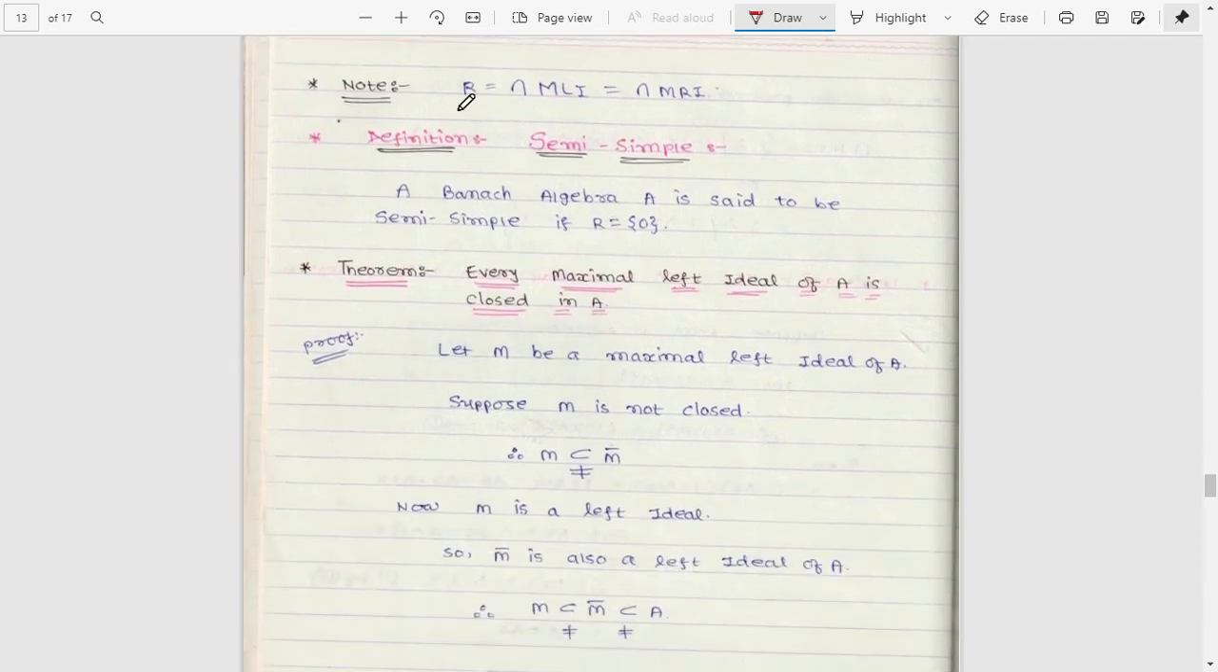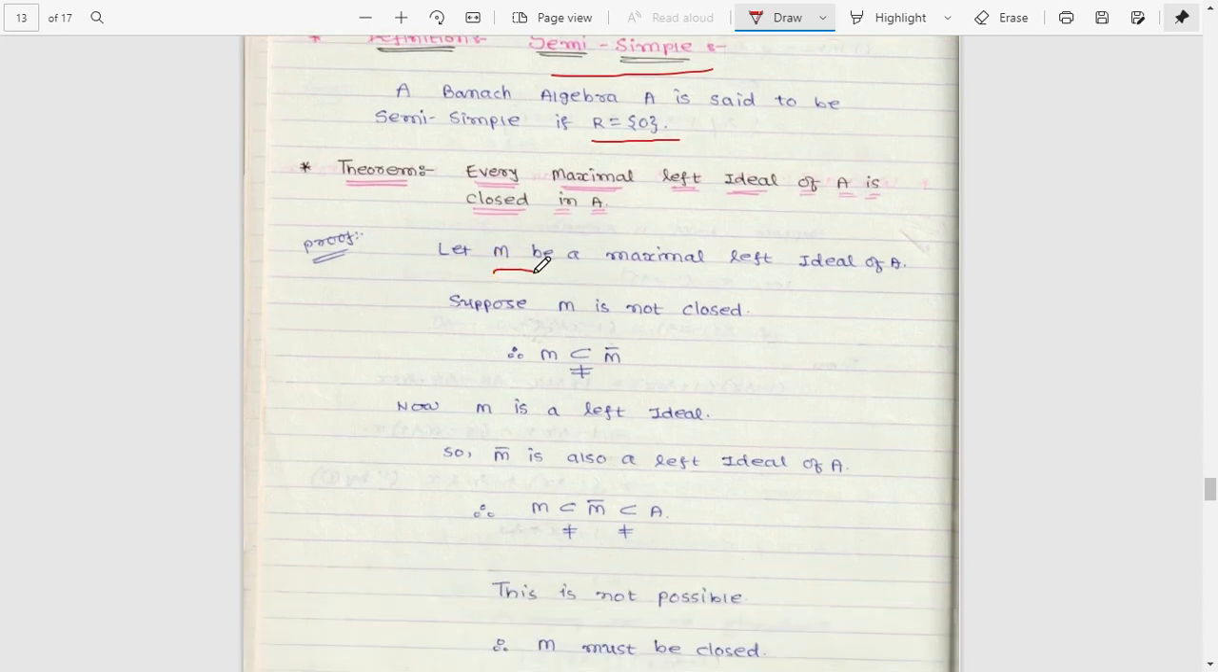Now R is equal to intersection of maximal left ideals, which is equal to intersection of maximal right ideals. Definition: semi-simple. A Banach algebra A is said to be semi-simple if R is equal to 0. Theorem: every maximal left ideal of A is closed in A. We have to prove every maximal left ideal of A is closed in A. Proof.